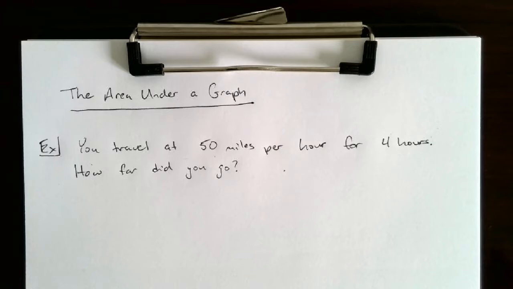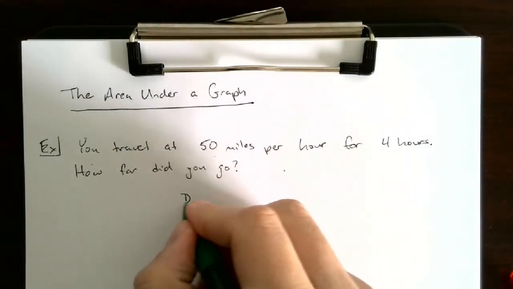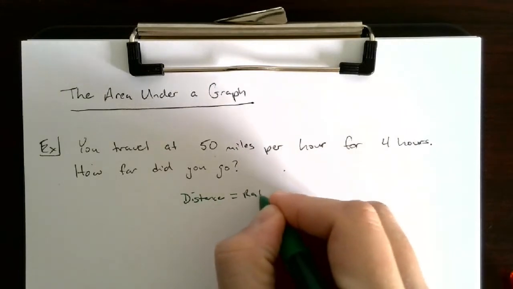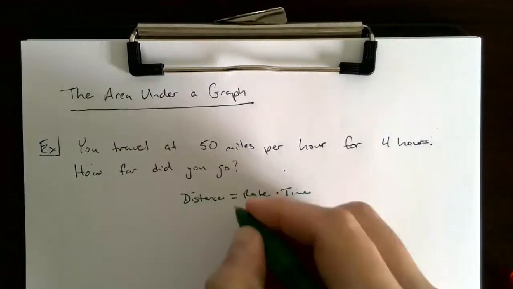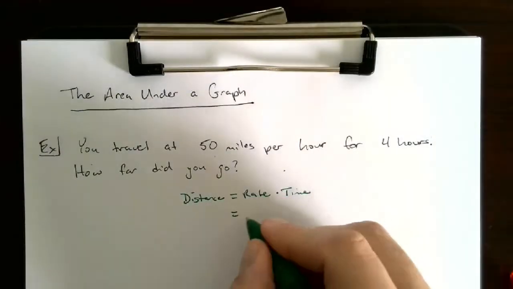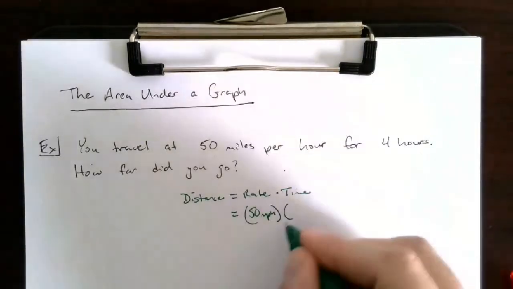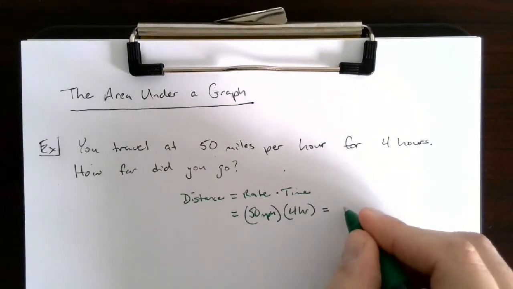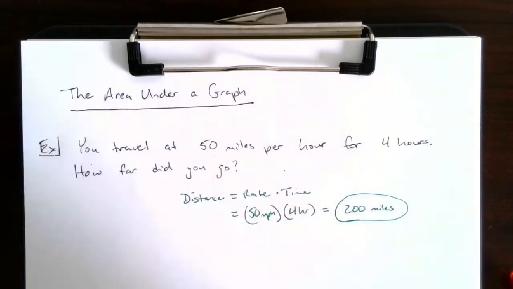Now this is something that you probably do all the time on your own if you're just driving in a car, right? What we usually do is we say the distance equals the rate multiplied by the time, right? So distance equals rate times time. Our rate in this case is the 50 miles per hour times the time you traveled for, which is 4 hours. And 50 miles per hour times 4 hours tells you went 200 miles, right? So you're 200 miles from wherever you started.